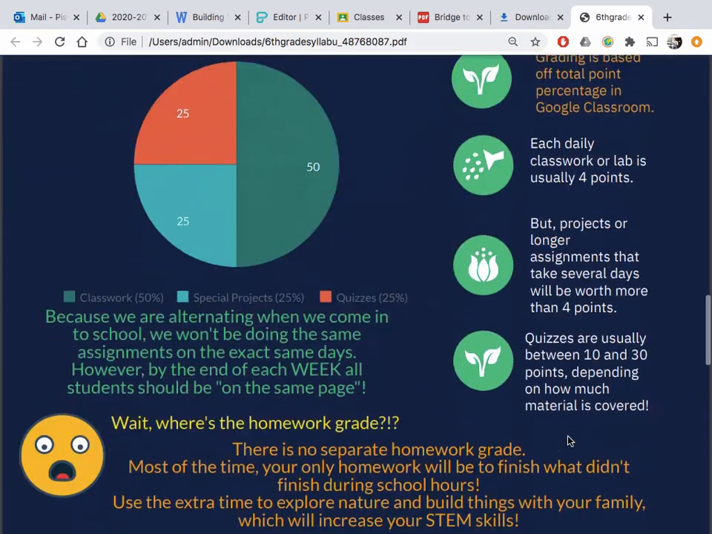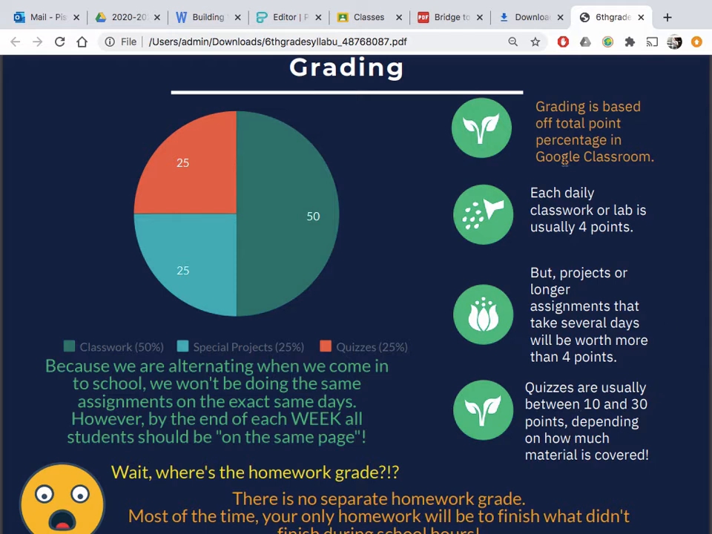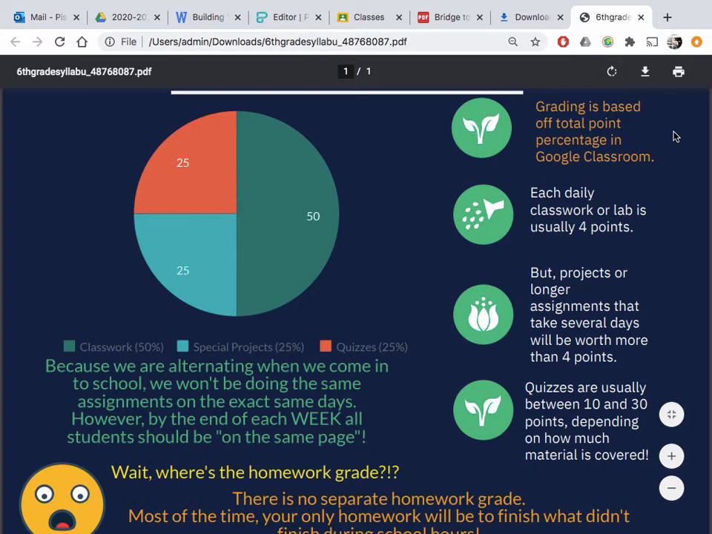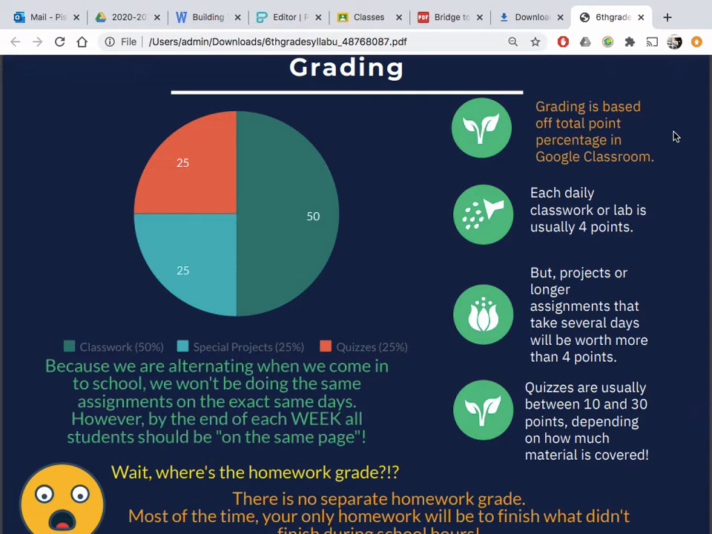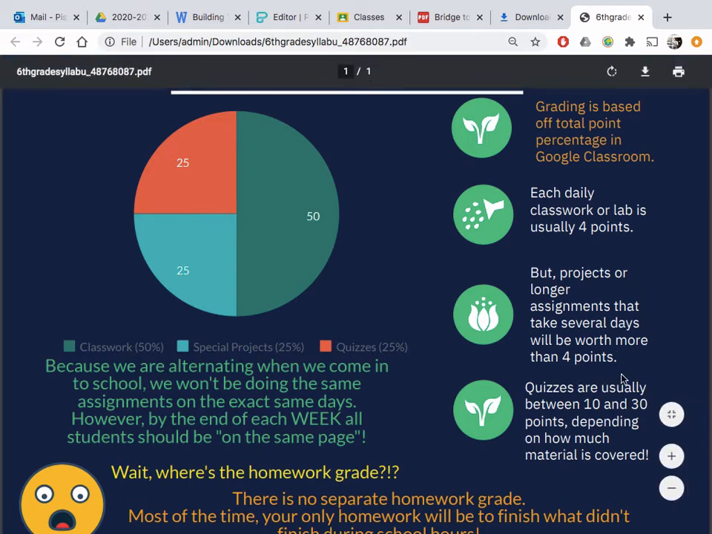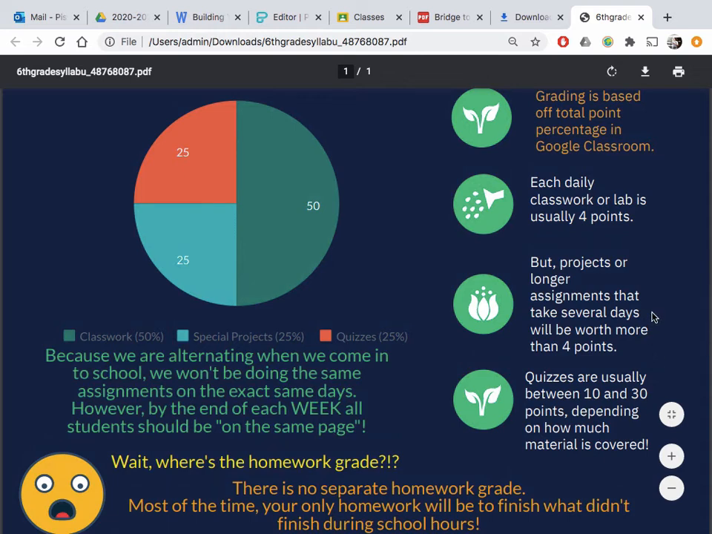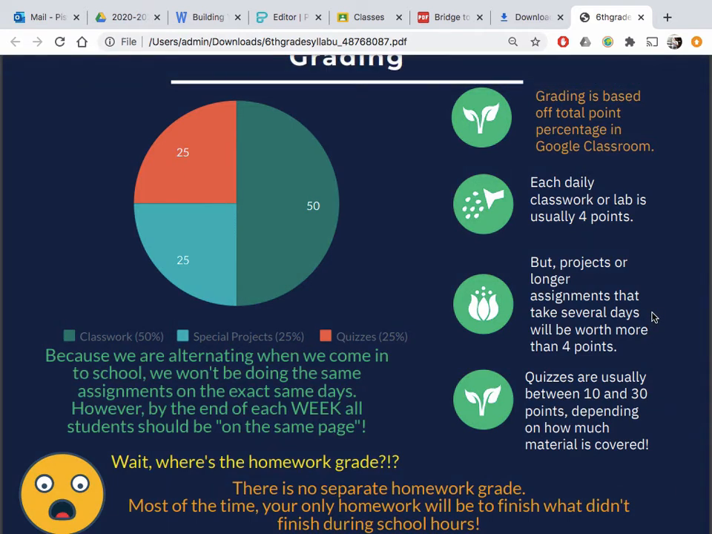And let's go over how you're graded, because that's very important. So this is the most important part here. Grading is based off of total point percentage in Google Classroom. So at the end of each quarter, you have a total possible number of points, and how many of those points did you actually earn? That's your grade. Each daily assignment is worth 4 points. But if we spend several days doing something, or have a big project or a longer assignment, it's going to be worth more than 4 points. Yes, we will have quizzes also, and those will be between 10 and 30 points, depends how much material is being covered. So a nice short quiz would be 10 points, but a big quiz would be more points.